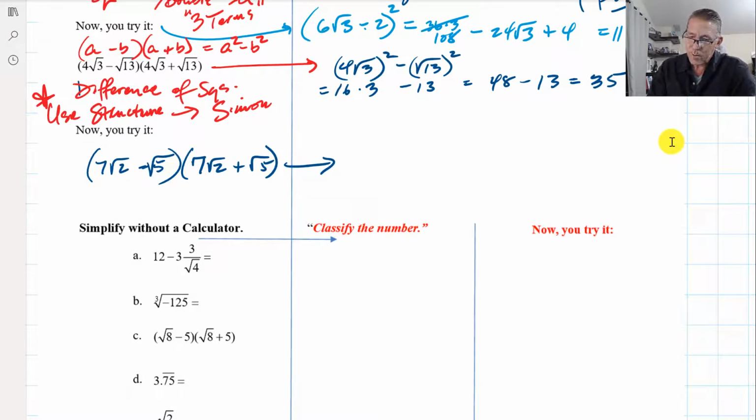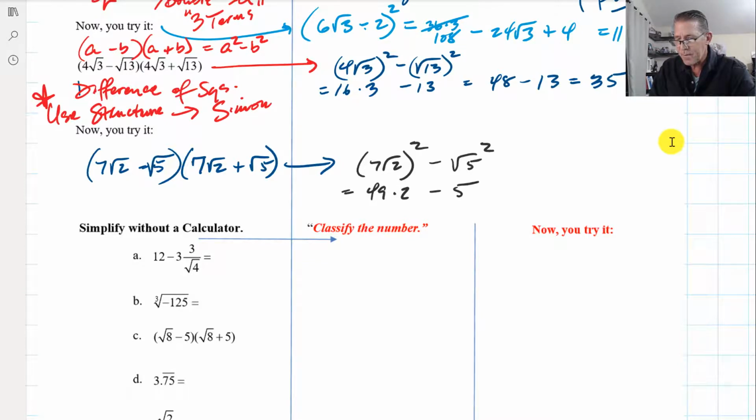Okay, let's check your work. I'm going to take 7 rad 2 and square it. I'm going to take the root 5 and square it. 7 squared is 49. Root 2 squared is 2. Root 5 squared is 5. 49 times 2 is 98. Minus 5 is 93. So there you go. That's all there is to it, guys. Rocking on.